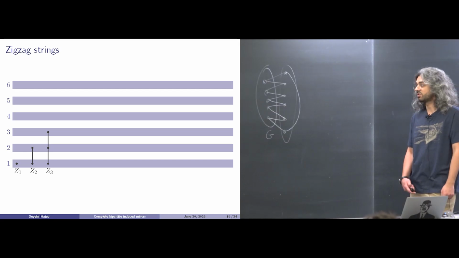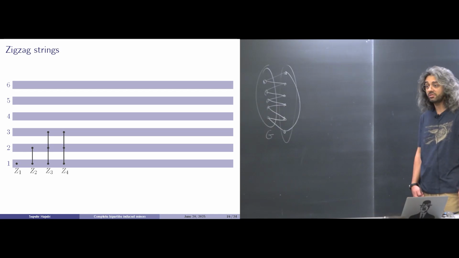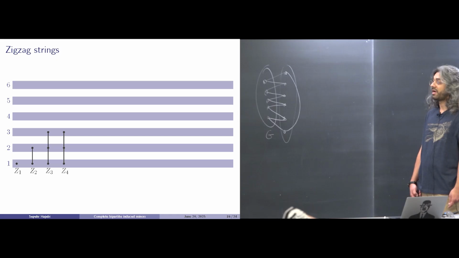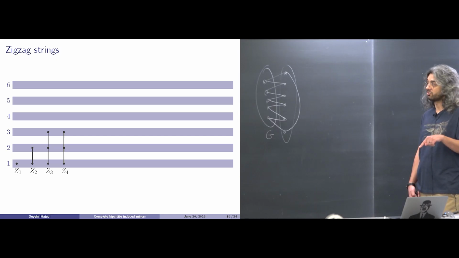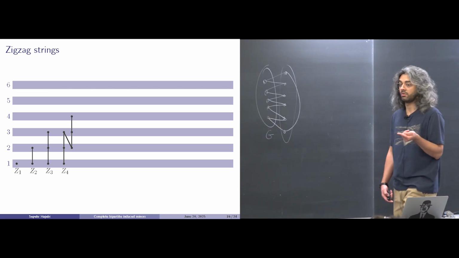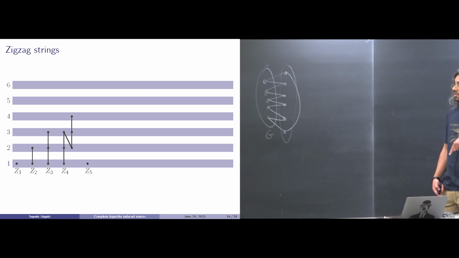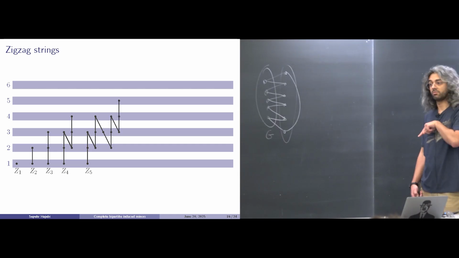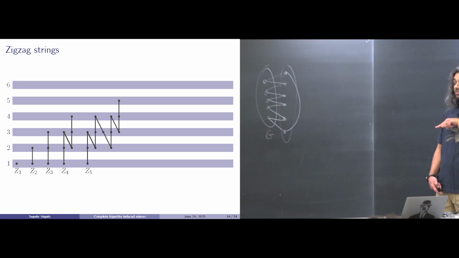For z4, I'm going to start with 1, I'm going to go up like z3, and I'm going to come back down like the inverse of z2. So z2 goes up, I'm going to come back down. And then I'm going to go up like z3 once again. Let's see another example. For z5, you start with 1, you go up like z4, you come back down like the inverse of z3. z3 goes up, up, so I'm going to come back down, down. And then I'm going to go up like z4 once again. And I'm just going to stay silent and show you a picture of z6.